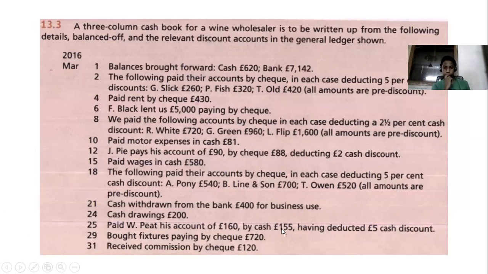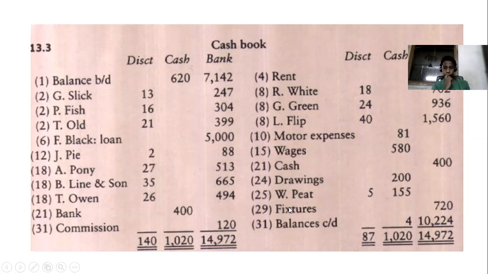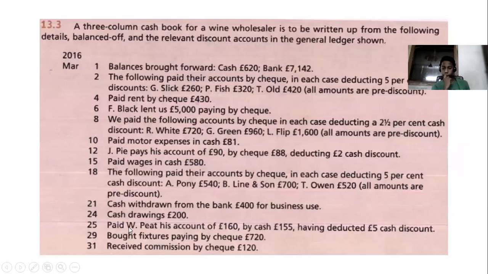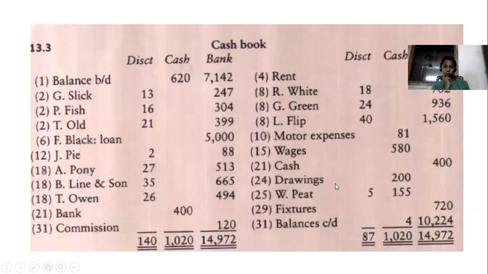Then paid his account 160 by 150. This is very simple. We have paid him, so we will write 155 on the credit side, 5 discount, and cash on the credit side. If he didn't pay, we have to pay. Actually, we are paying here.